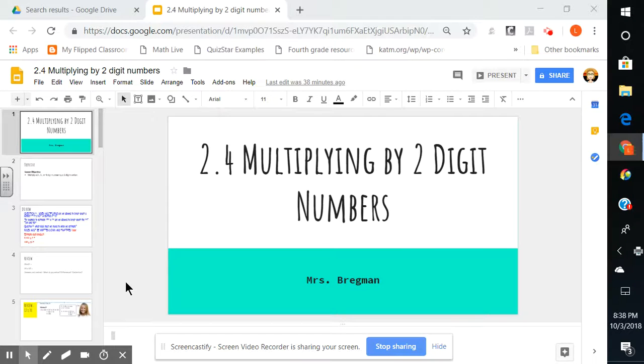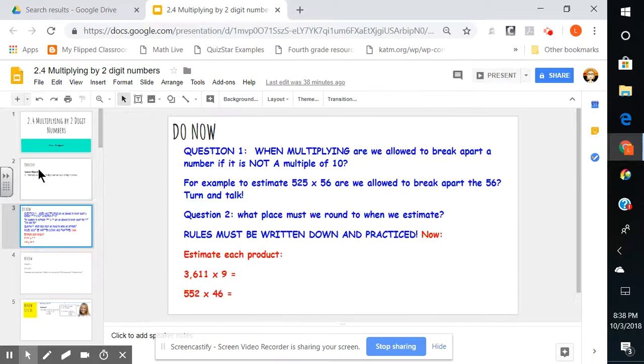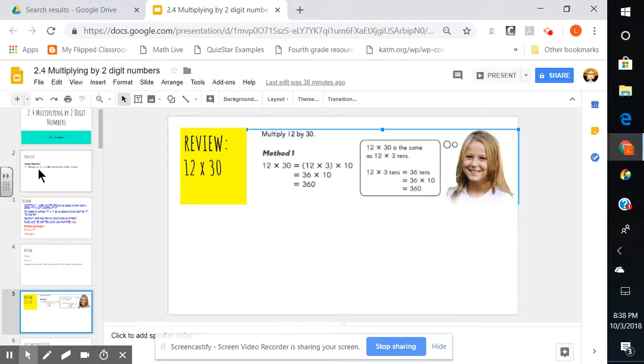In this video, we are going to talk about multiplying by two-digit numbers. So, for example, we are going to start with 12 times 30. Please write in your notebooks 12 times 30. I know we did this one in class, but I want to review it. So there's two methods as we learn.